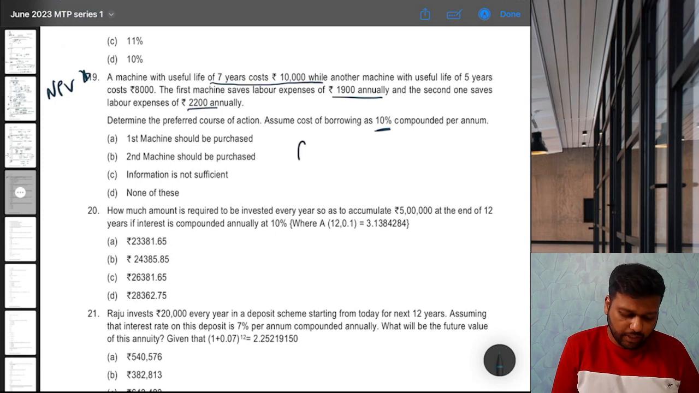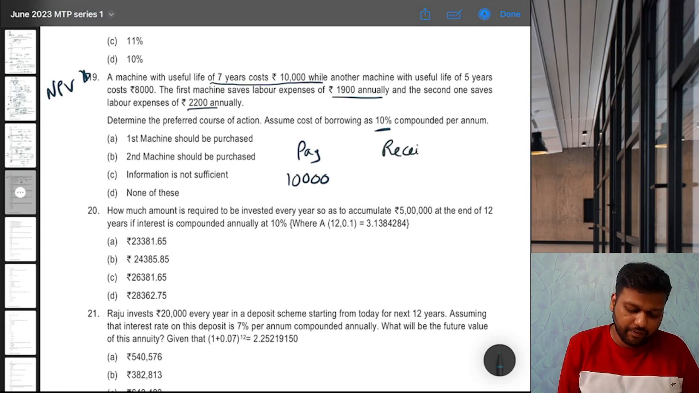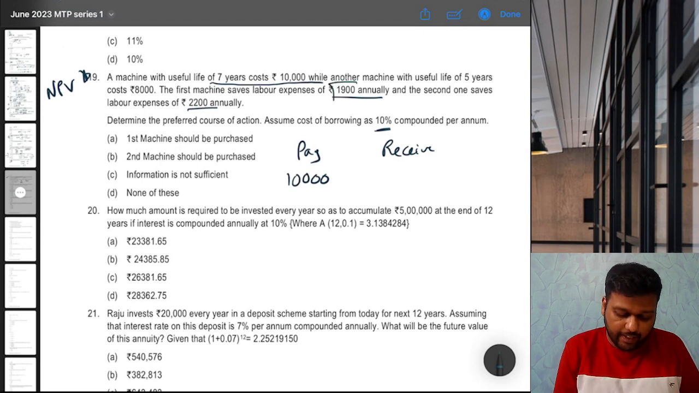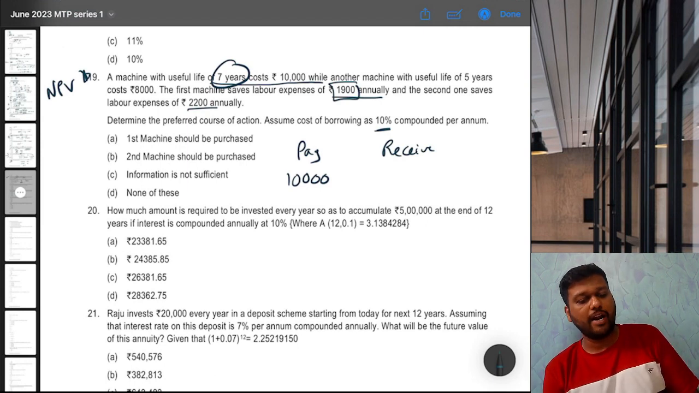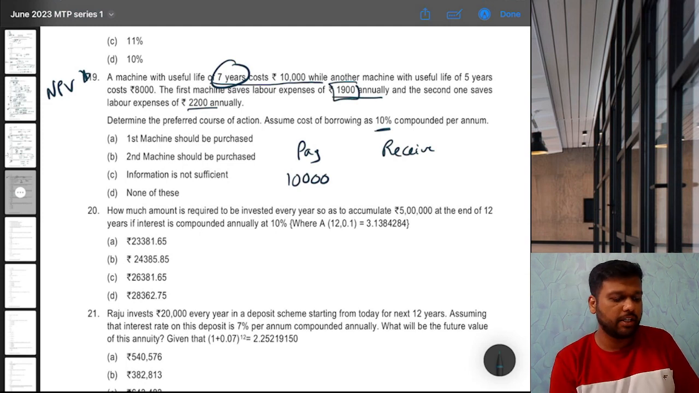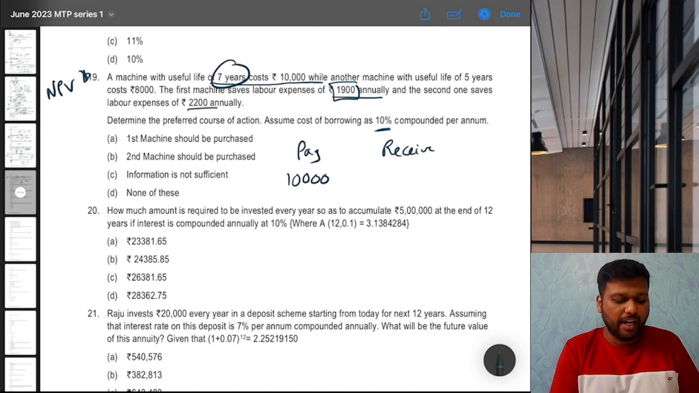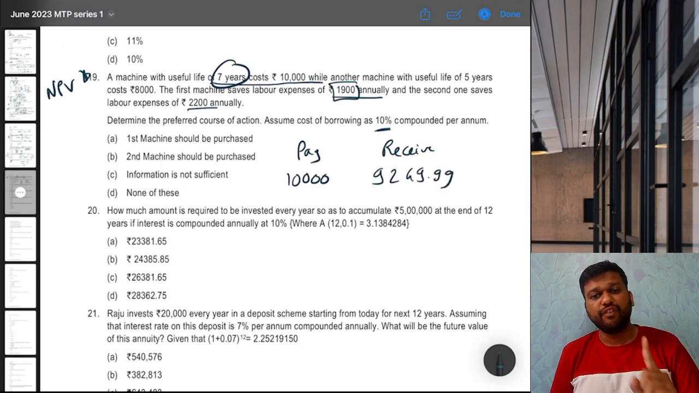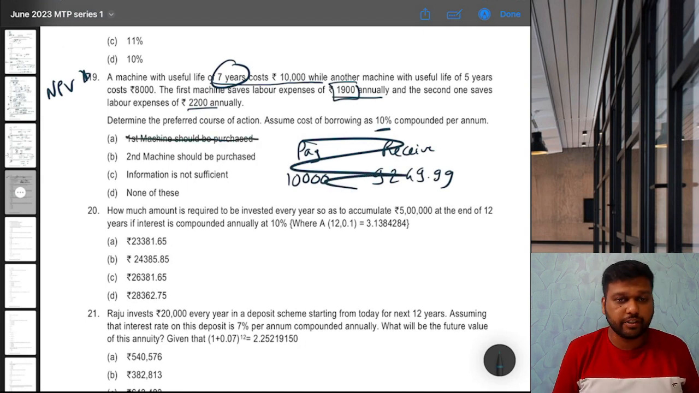Focus on the first machine. For the first machine, how much are we paying? We are paying 10,000. That is today, so it is already present value, right? So 10,000. How much will we receive? We will get a saving of 1900 every year for 7 years. That is an annuity. How do we find the present value of an annuity? 1 divided by 1.1. Then 7 times equal to, 1, 2, 3, 4, 5, 6, 7. Then GT multiplied by 1900. So that is 9249.99. Okay. If you are paying 10,000 and receiving 9249, it is not a good option, right? So the first machine should not be purchased.